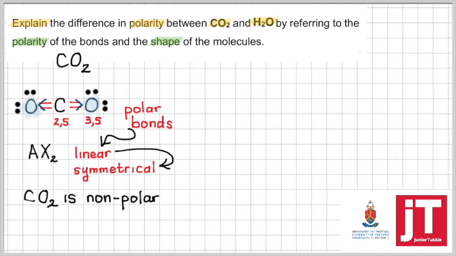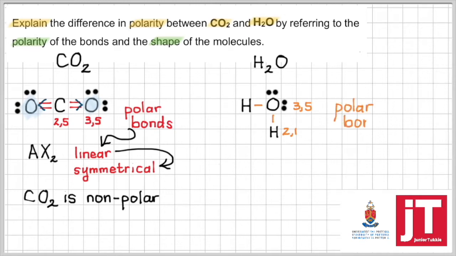We now need to follow the same steps for water. So we start off by drawing its Lewis diagram, and once again I will replace the bonds with straight lines. Using the periodic table, we find that the bonds are polar bonds. So we now determine what type of shape this molecule has by completing the general formula. Here we have AX2E2, where E represents the number of lone pairs on the central atom. Using this, we determine that this molecule is bent. You may also refer to it as angular.